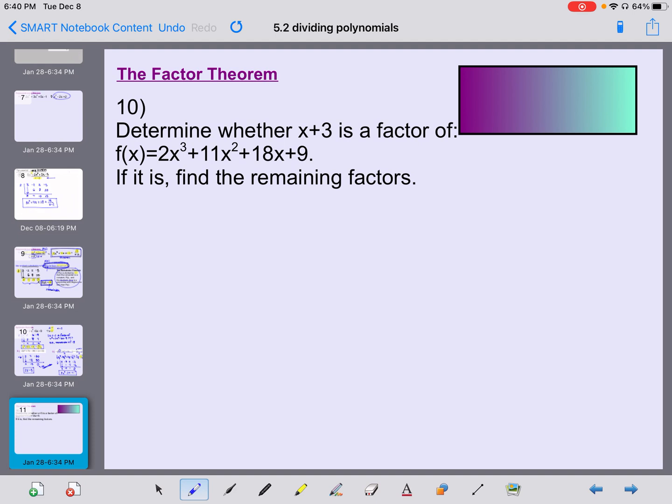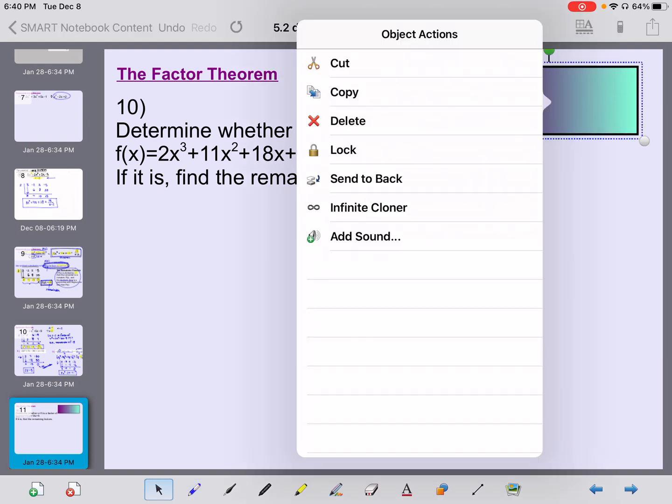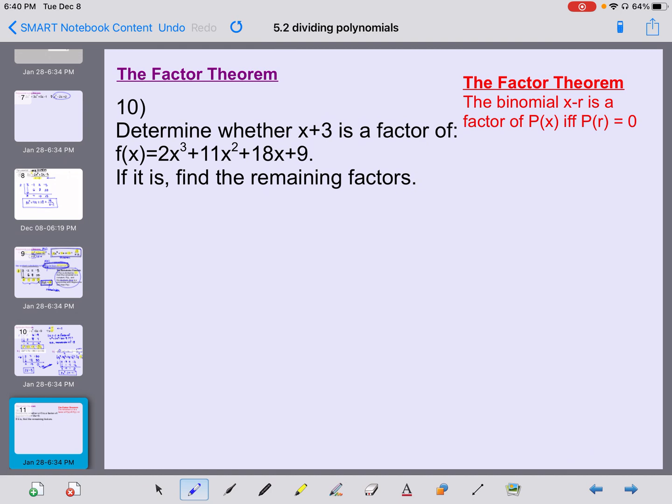So that's what's under this box here, the factor theorem. So this is, in math words, what we just said yesterday. The factor theorem says that the binomial x minus r is a factor of p of x, the polynomial in the numerator, if and only if, IFF, it's not a typo, if and only if p of r equals 0. So what that means is that when you put your r on the outside and you do your synthetic division, you get a 0 here. If you get a 0 here at the end, then your x minus r is a factor.